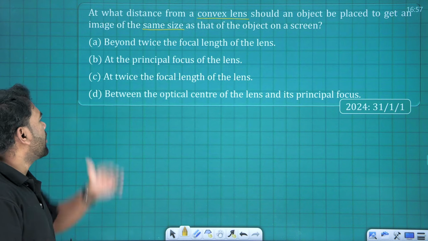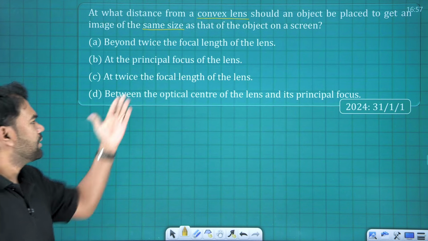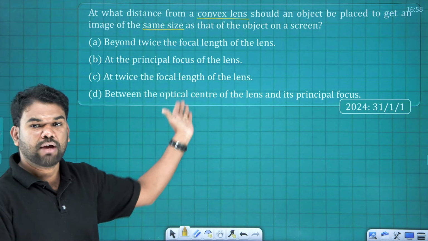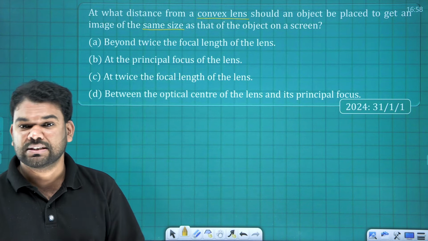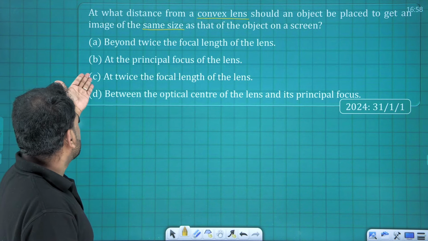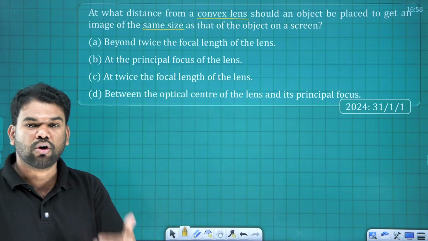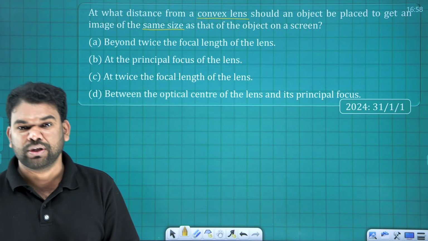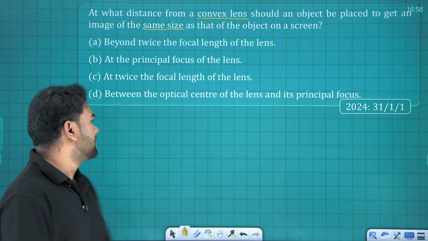So you can see option A is beyond twice the focal length of the lens. We know that if the object is kept beyond 2f, the image will be between f and 2f and the nature will be real, inverted, and the size will be diminished. So option A is the wrong one. Now you can see the second option, at the principal focus of the lens. If the object is kept at focus, we know that the image is at infinity and it will be real, inverted and highly enlarged.